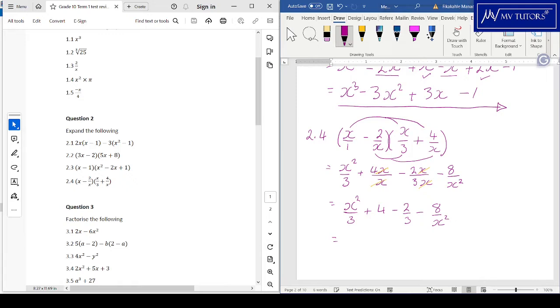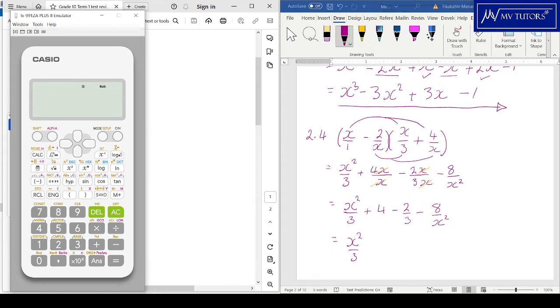And then finally, the final answer is x squared over 3. This number, I need to put it in a calculator. So I'm going to get a calculator. Here we go. I hope you have this one, which is 4 minus a fraction 2, come downstairs, you put the 3. So you put it exactly as it is. That gives me a plus 10 over 3 minus 8 over x squared. Now that is the final answer.